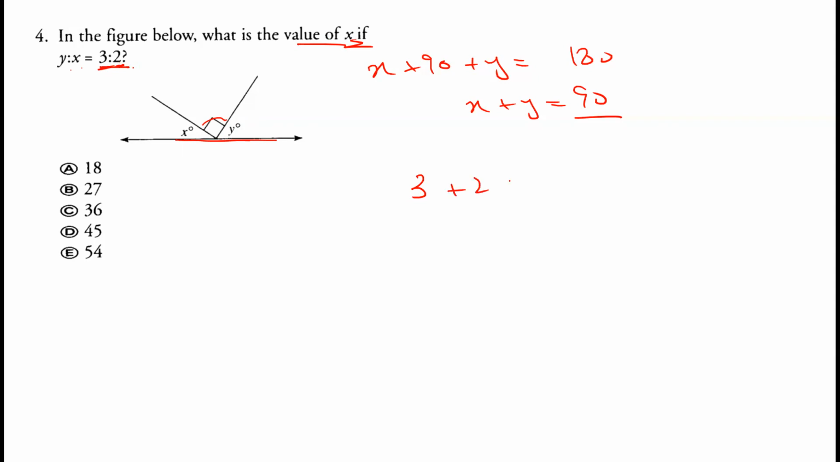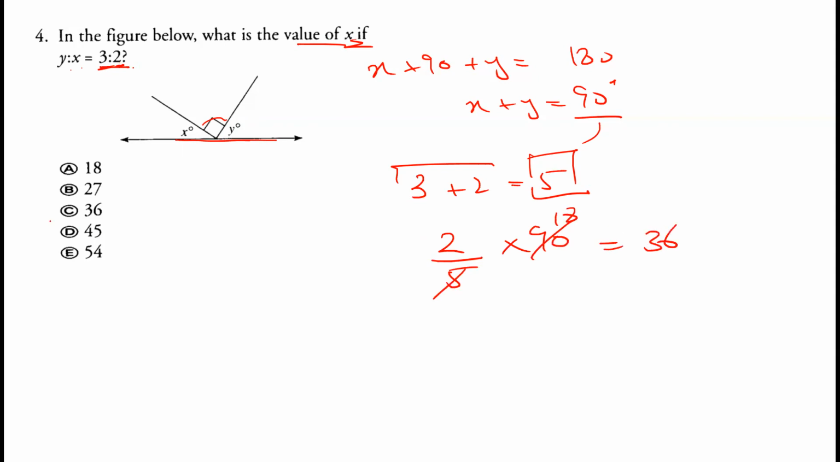So 3 plus 2 equals 5. So this is your total number. Now the total number is 5, which is synonymous to 90 degrees over here. And we need to find out X. So 2 divided by 5 into 90. So 5 18s are 90, and 2 18s are 36.